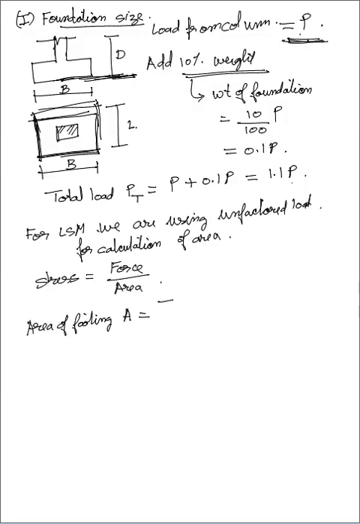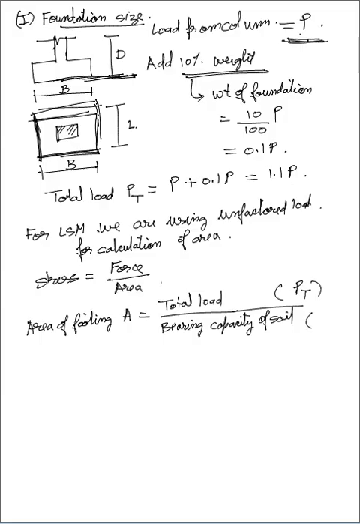So basically it is total load divided by stress. What is stress? That is bearing capacity, which will be given to you from the geotechnical engineering lab. They will be testing the soil and giving you the bearing capacity of soil. So area of footing will be total load, that is represented by PT, and bearing capacity of soil, that is represented by small qu.